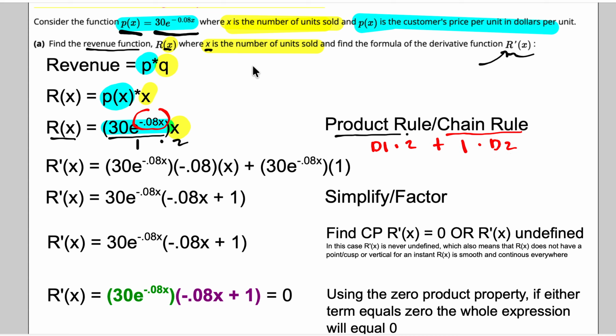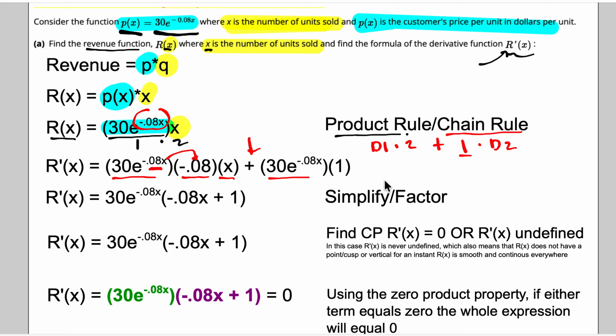So the derivative of that first function is just 30e to the negative 0.08x times the derivative of negative 0.08x, which is just negative 0.08. Then I'm just going to rewrite the second function, which is just x, plus, I'm just following this format here, plus the first function. So I just take that first function and I rewrite it, times the derivative of the second. Well, the derivative of x is just 1.